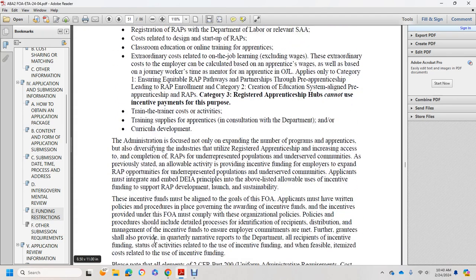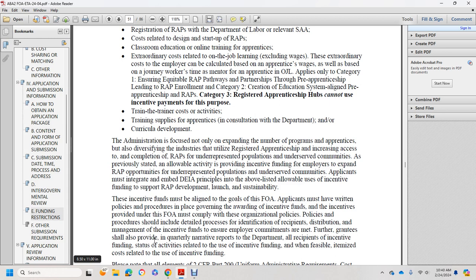curricular development. The administration is focused not only on expanding the number of apprenticeship programs, but also on diversifying industry with registered apprenticeship, and increasing access to, and completion of, registered apprenticeship for underrepresented populations and underserved communities. As previously stated, an allowable activity is providing incentive funding for employers to expand registered apprenticeship opportunities for underrepresented populations and underserved communities.